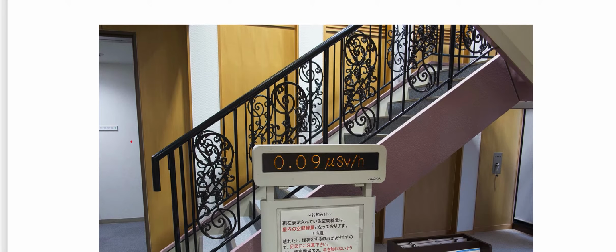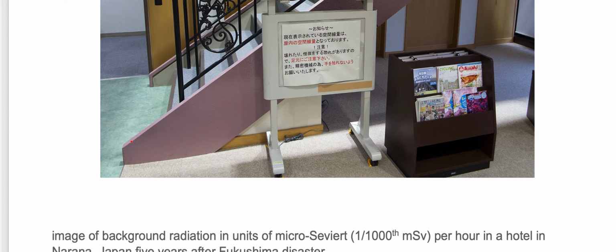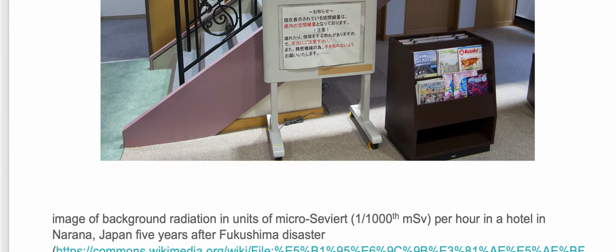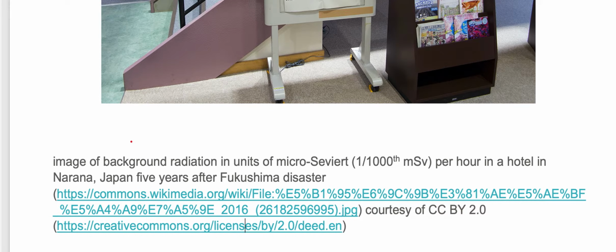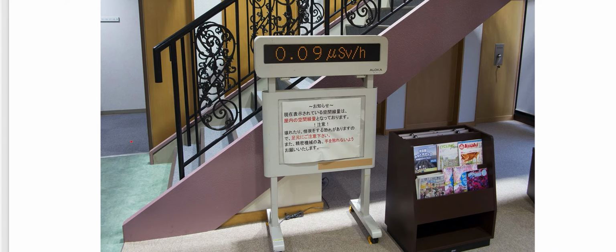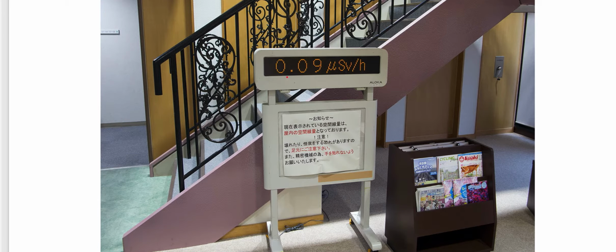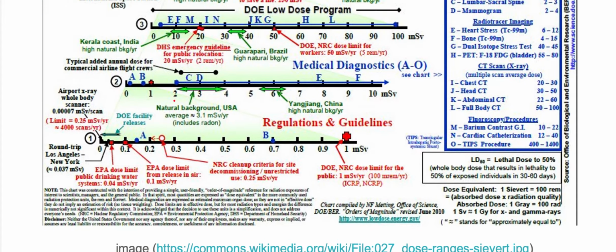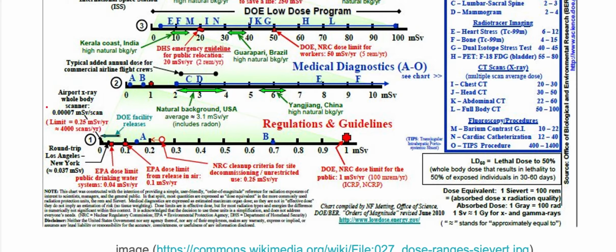However, if you went to this hotel in Narita, Japan, 5 years after the Fukushima disaster, you are going to see that radiation is being constantly listed in units of 0.09 microsieverts per hour. This is the equivalent of 0.00009 millisieverts per hour. So the amount of radiation that these people are receiving per hour is roughly the equivalent of a whole body scan.